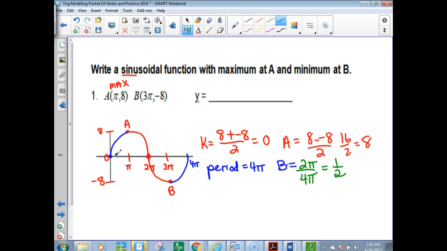We got the center line is 0, so I don't have to write anything in for k. Y equals an amplitude of 8 sine, b is 1/2, and that multiplies times x. You can put x in the parentheses or not.